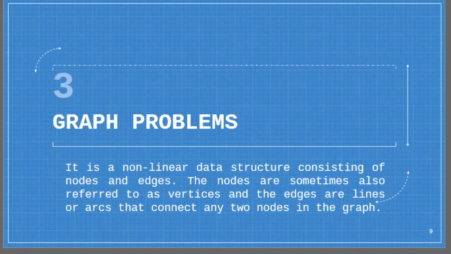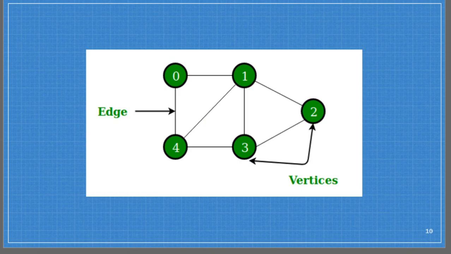Okay? Next, we have the graph problem. This is a nonlinear data structure or nonlinear algorithm problem consisting of nodes and edges. The nodes are sometimes also referred to as vertices and the edges are lines or arcs that connect any two nodes in the graph. So, this is an example of a graph problem.